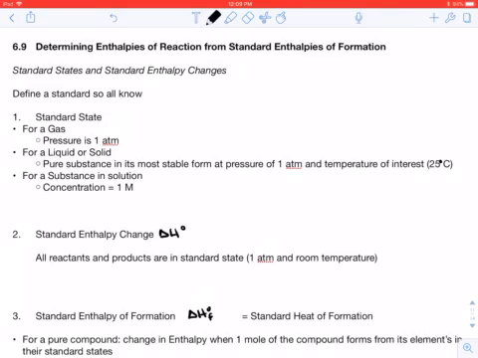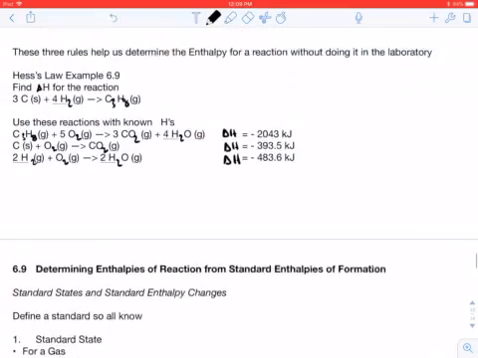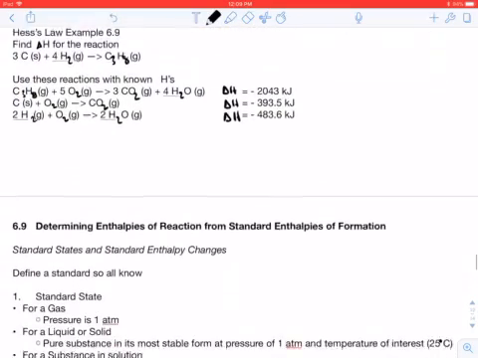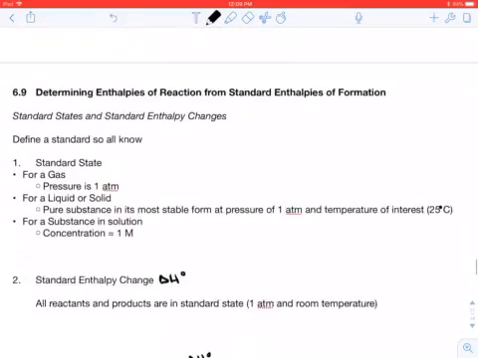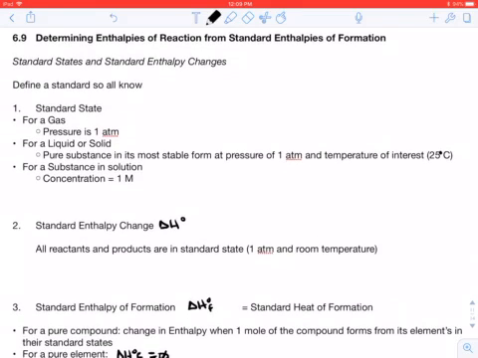Alright, Chapter 6 talks about enthalpies of reaction and standard enthalpies of formation. So as I said in video 6.8, we were going to continue talking about Hess's law and delta H. That is a true statement, except now we're going to get something called standard enthalpies. So let's just jump right in. Standard states and standard enthalpy changes.